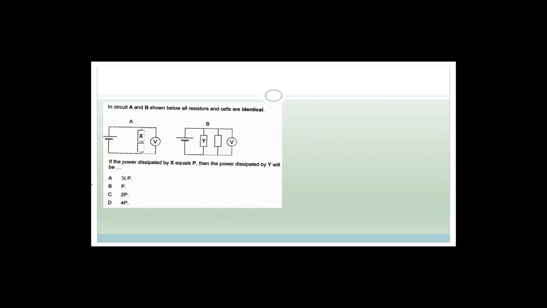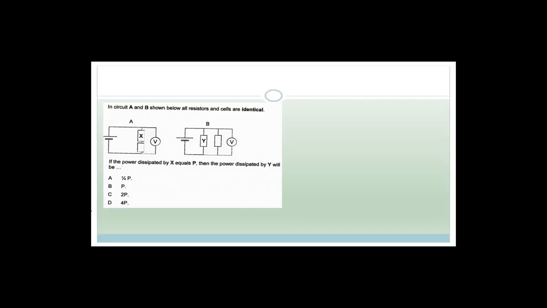Next question. Again, I apologize for the skew, same exam paper. They're good questions, which is why I included them, otherwise I wouldn't have. In circuits A and B shown below, all the resistors and cells are identical. So do you agree that we've got X and X, and this is Y and Y? It says if the power dissipated by X equals P, then the power dissipated by Y would be what?